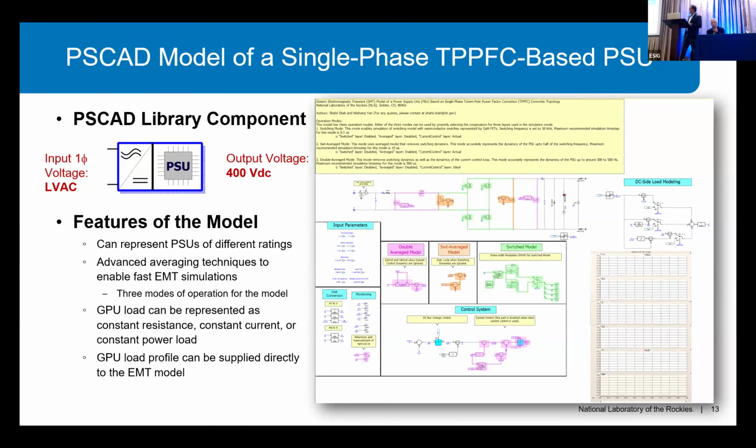That is why we have developed a technique called the double averaging model, which retains the dynamics of the IT rack only in the frequency range less than 3000 to 5000 hertz, which is good enough for power system studies. It allows us to go to a simulation time step of a couple hundred microseconds.